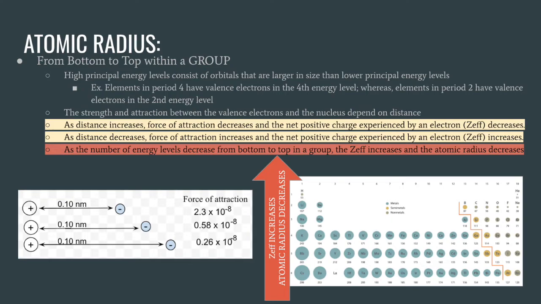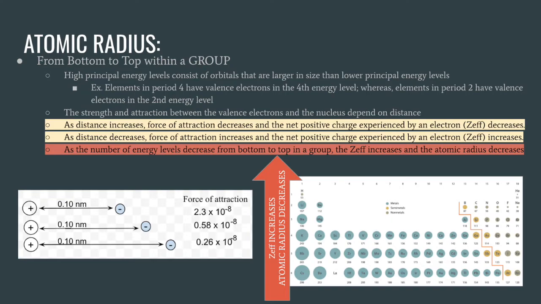So let's look at the image on the left-hand side. We have a proton and electron, and we can see that as we add more distance between these two, the force of attraction between them is going to decrease. Imagine having two magnets next to one another, and I start increasing the distance between those two magnets, they're going to become less and less attracted to one another. So we can say that as distance increases, force of attraction decreases as well.